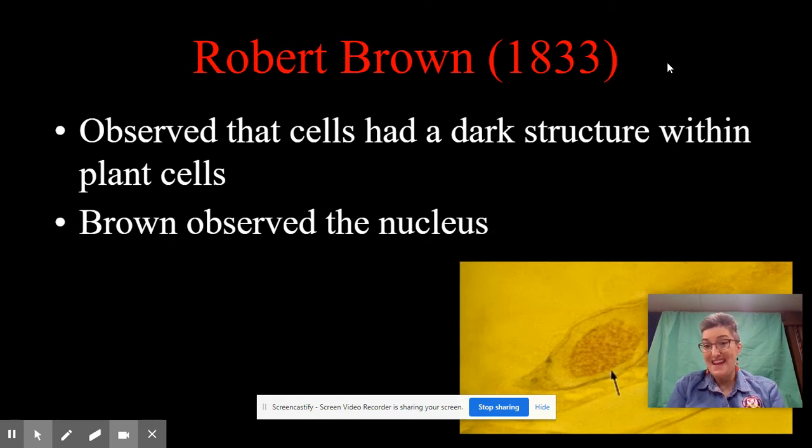Robert Brown in the 1830s, so this is almost 200 years later, observed that some cells have a dark structure within them, specifically plant cells. He observed the nucleus.